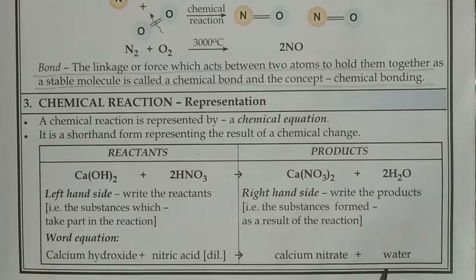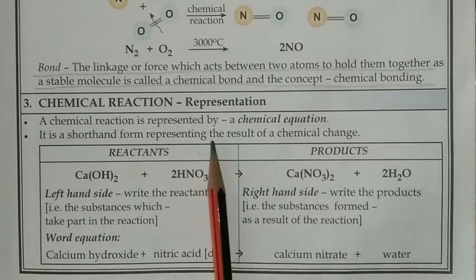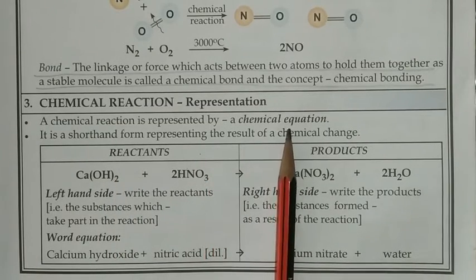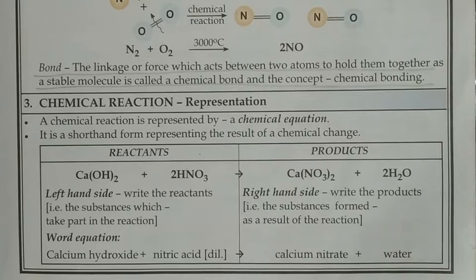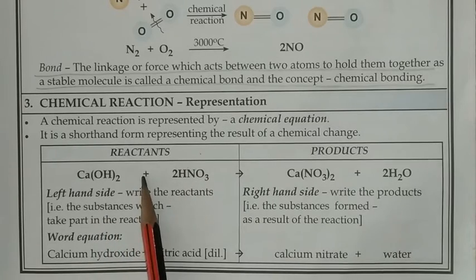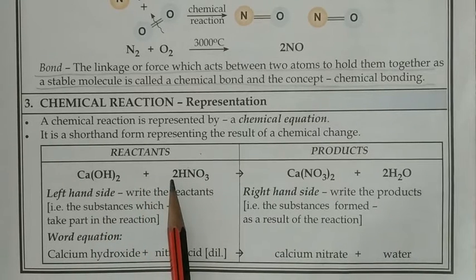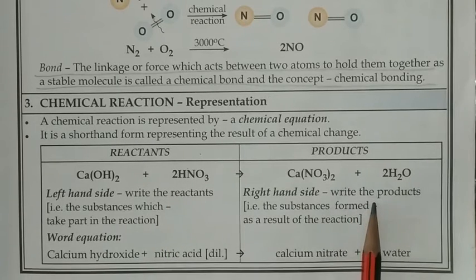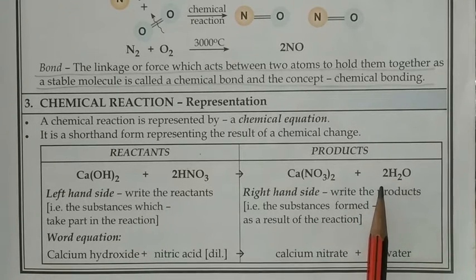Representation of chemical reaction. A chemical reaction is represented by a chemical equation, which is a shorthand form for representing the result of a chemical change. The reactant side is always taken at the left side in the chemical equation and product side is always at the right hand side of the chemical equation.